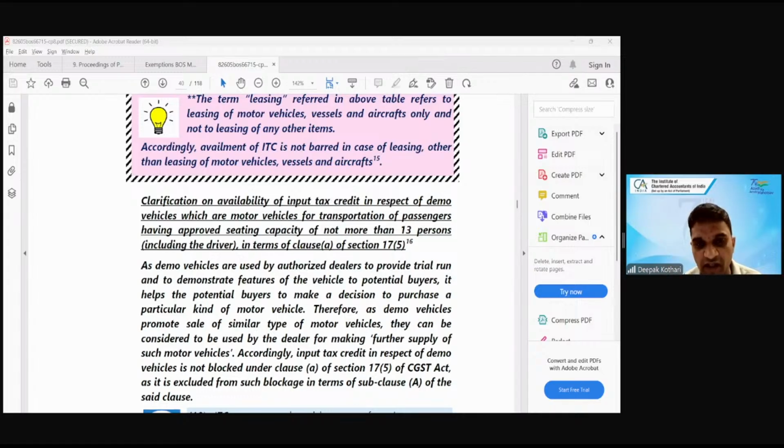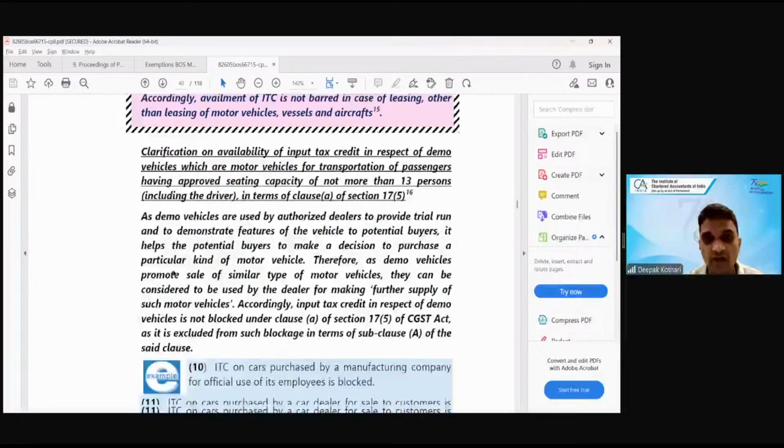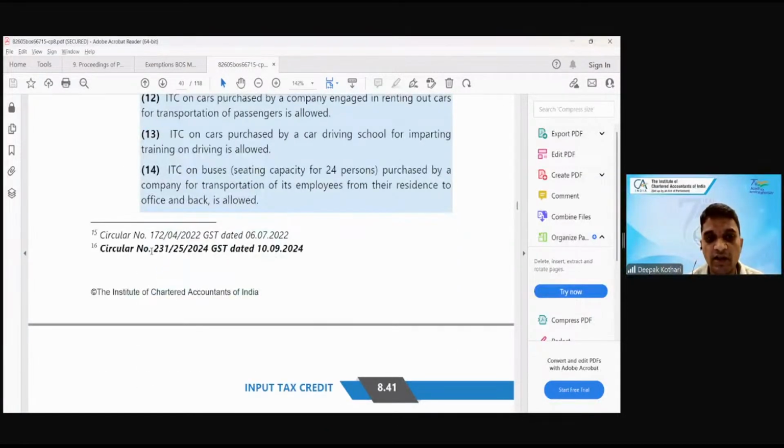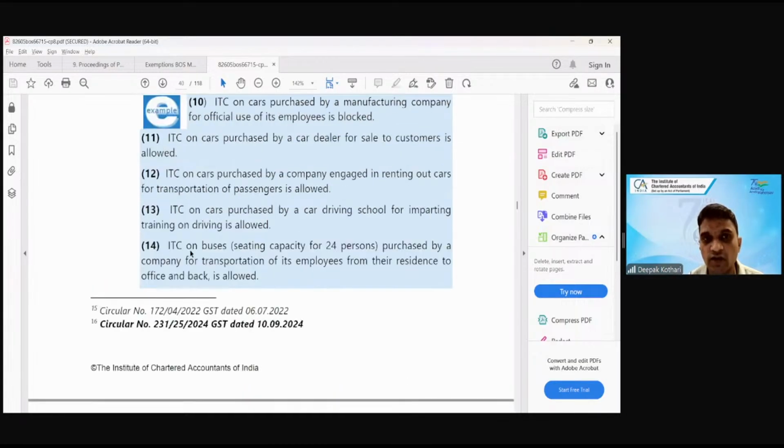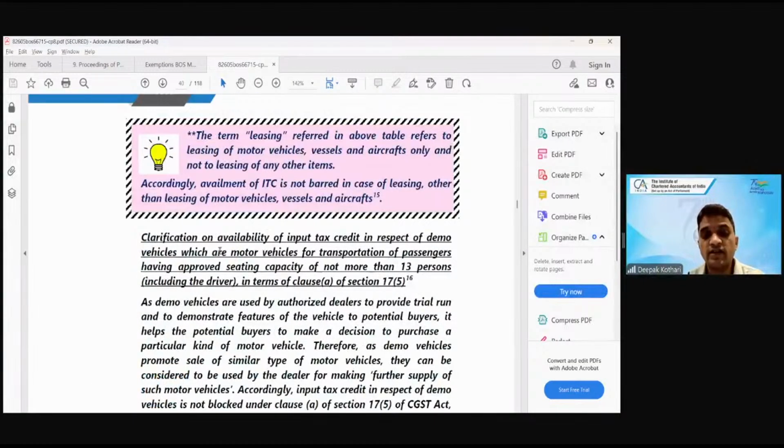So that demo vehicle, when it is purchased by the showroom, will they get credit on that or not? That is what the circular is clarifying. Circular number 231 says that a clarification was required on availability of input tax credit in respect of demo vehicles, which are motor vehicles for transportation of passengers having the approved seating capacity of not more than 13, in terms of 17.5A. Why 13? Because vehicles up to 13 seats are blocked.